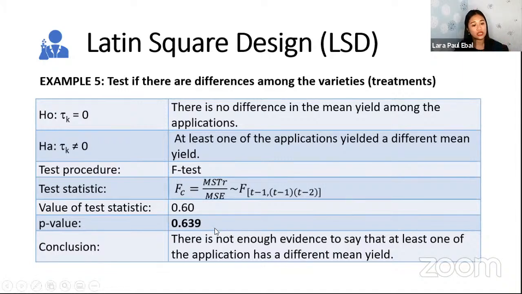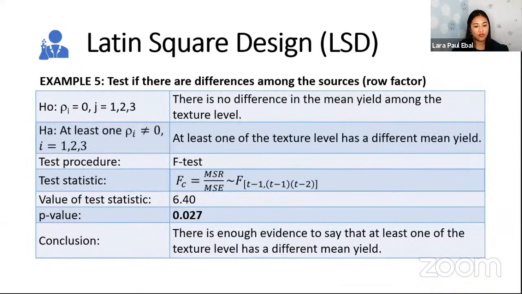So if 0.639 is greater than 0.05, therefore, okay, there is not enough evidence to say that at least one of the applications has a different mean yield. Okay, so wala na iba among these three applications or three treatment levels.